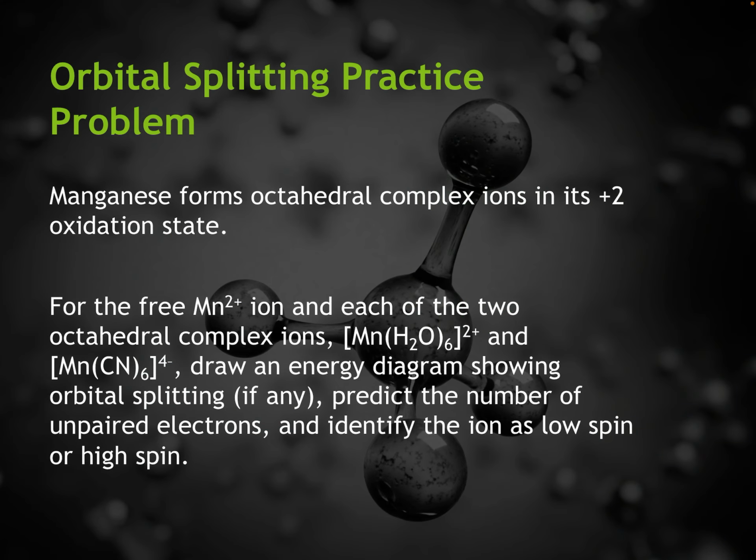All right, I want you to try this out. So manganese forms octahedral complex ions in its +2 oxidation state. So for the free Mn2+ ion, I want you to do this one, and each of the 2 octahedral complex ions. So I also want you to do this one and this one. So you're going to do 3, okay? You're going to draw an energy diagram showing the orbital splitting, if there's any, and then predict the number of unpaired electrons, and then identify the ion as low spin or high spin. Once you're done, come back, and I will show you the answers.